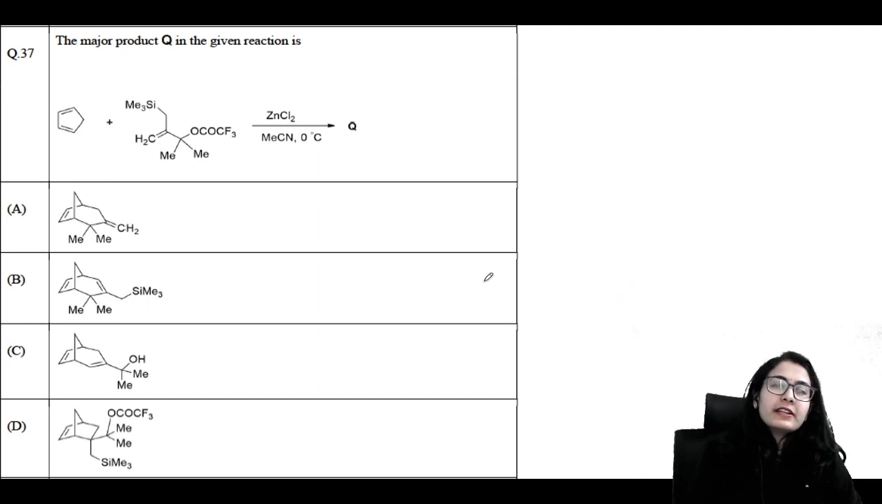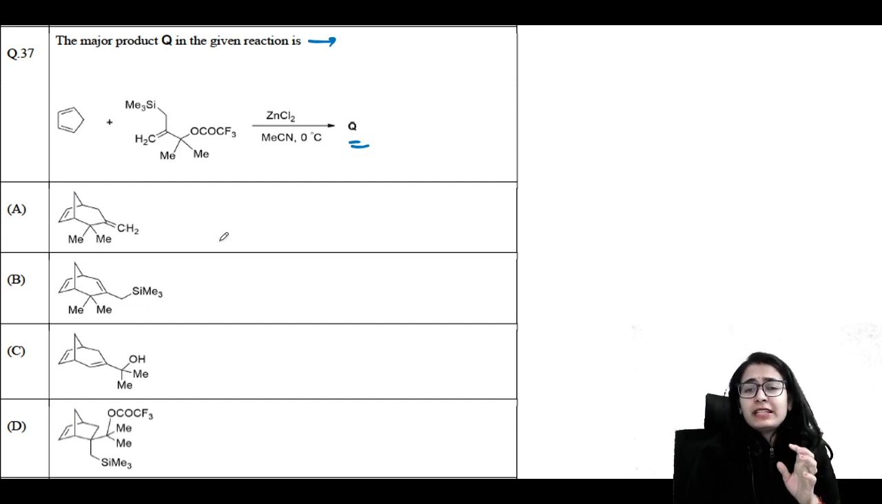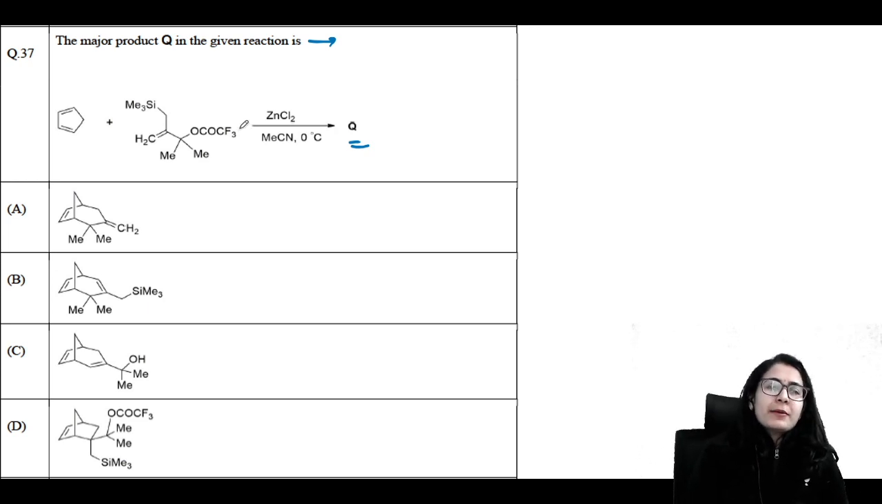Alright guys, another very interesting question. Look at this. The major product Q in the given reaction is. Now, it is not a simple reaction, right? Look at this. You have a diene, right? And you might get this feeling from looking at the options that we need a dienophile for carrying out a Diels-Alder reaction, right? But it is not a simple diene that you are going to generate from here.